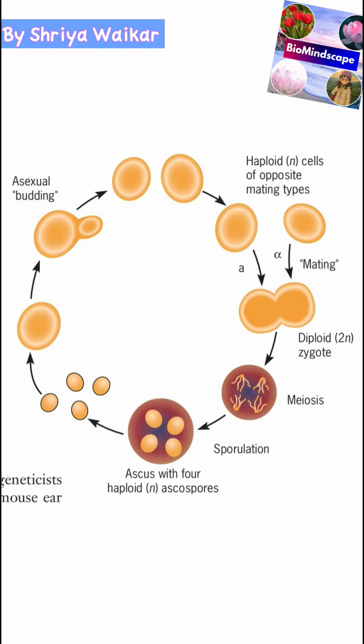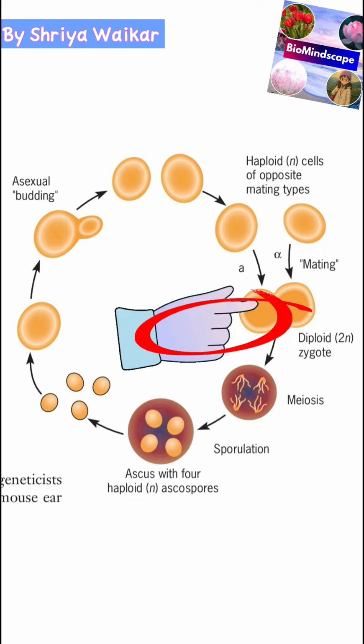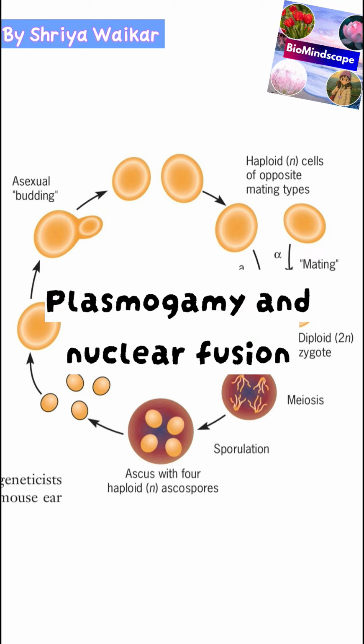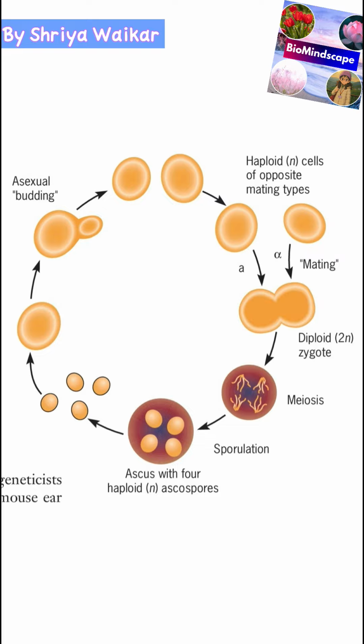Mating is sexual reproduction. It begins when this alpha and A haploid cell come close and recognize each other, and the cell wall dissolves at the contact point. Cytoplasm fusion, that is plasmogamy, and nuclear fusion, that is karyogamy, result in the diploid zygote, that is 2N. This cell has two sets of chromosomes.